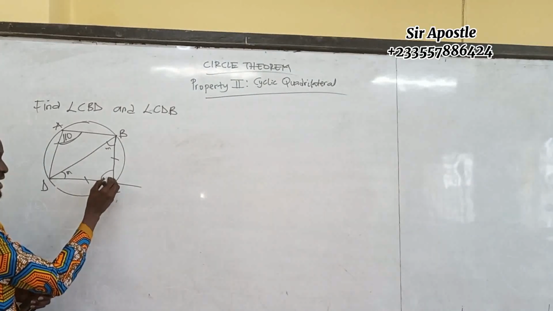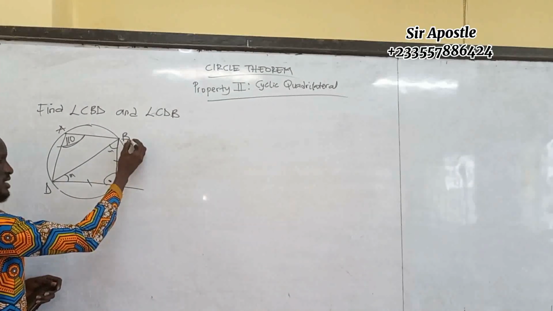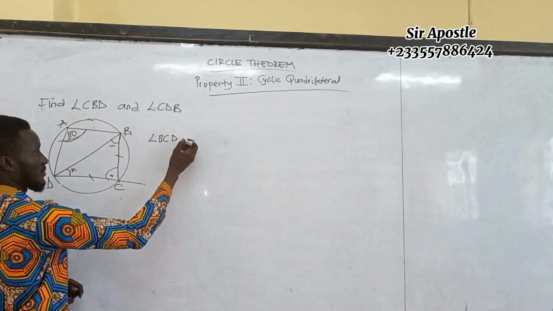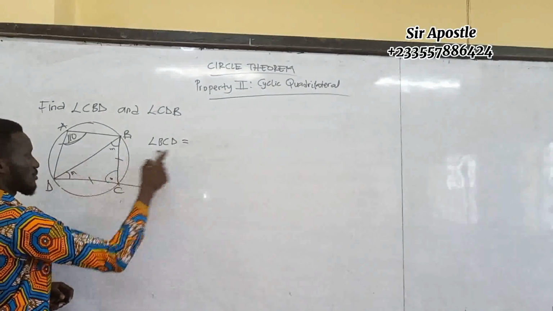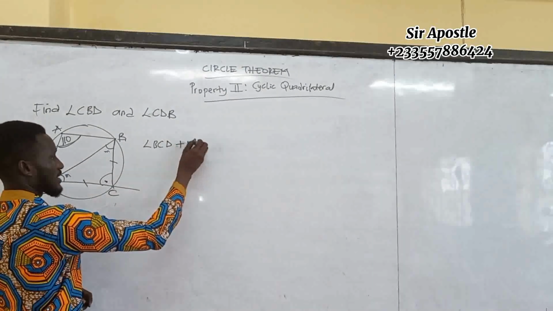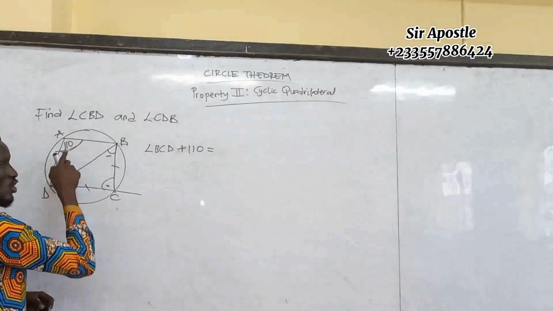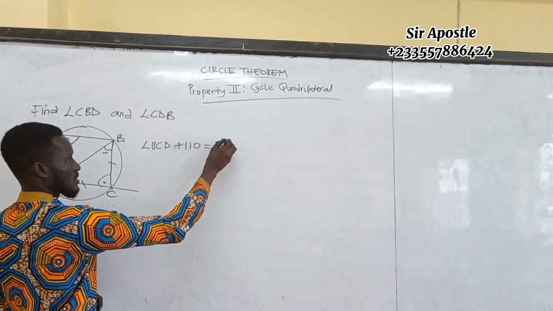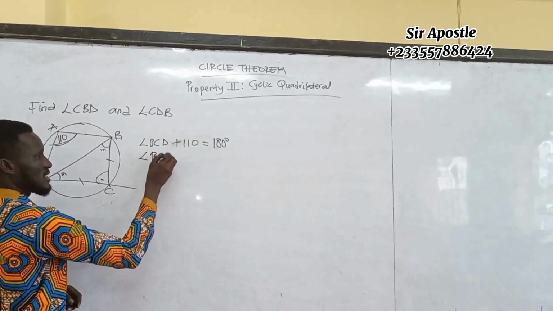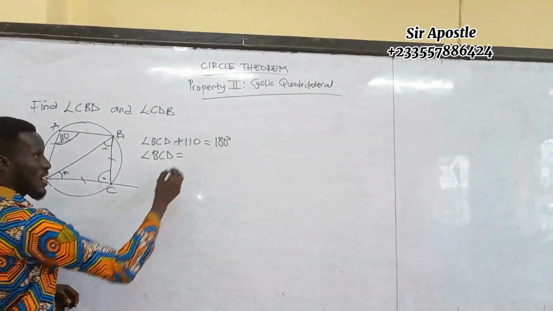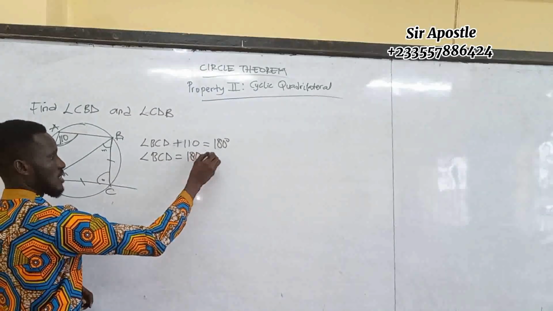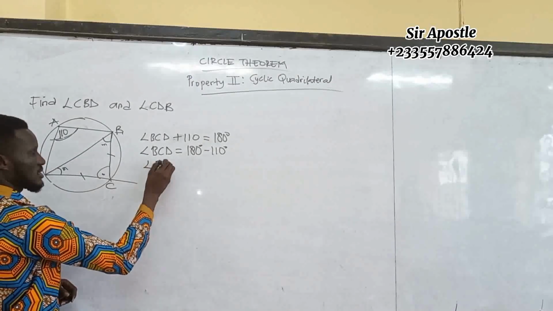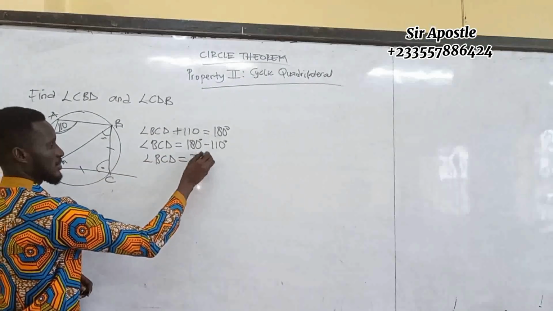Let's first find the angle here. The angle here is BCD. So, angle BCD plus 110, here plus here, opposite angles of a cyclic quadrilateral, will give us 180 degrees. So our angle BCD will now be 180 minus 110. Angle BCD will give us 70 degrees.